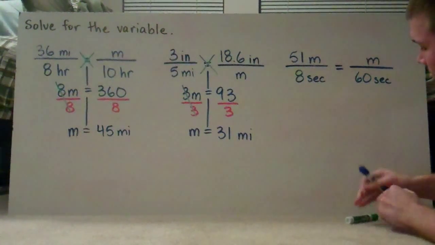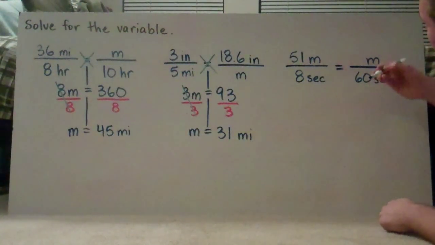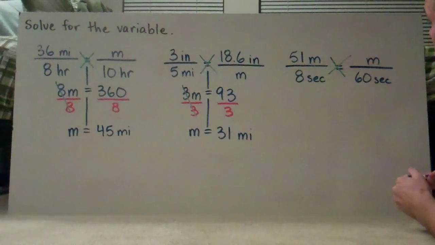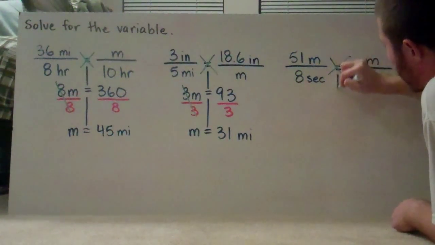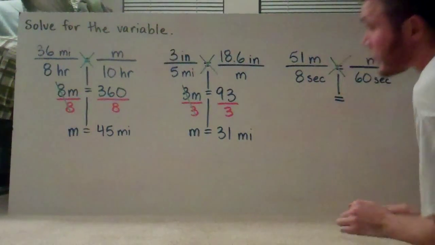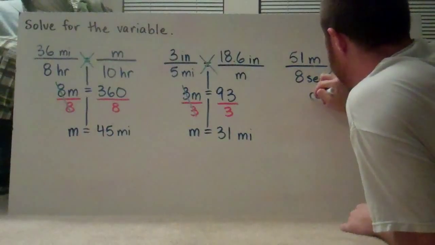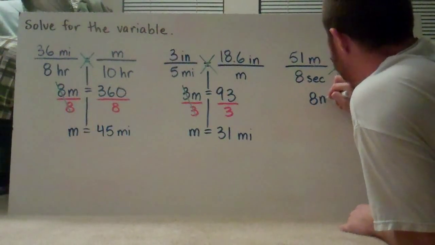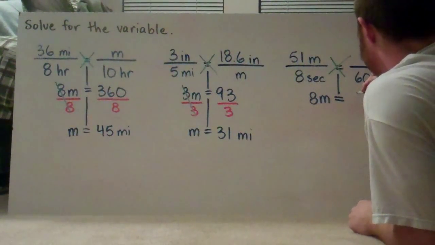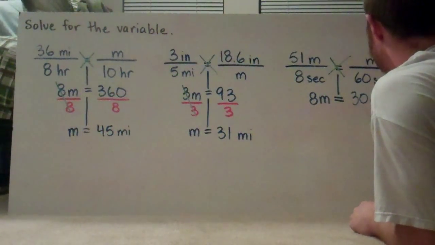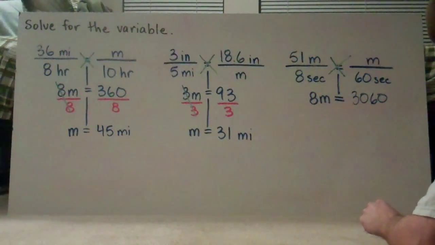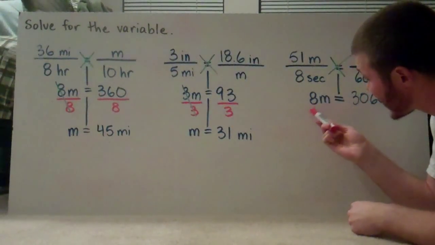Alright, I'm back. So, this is what you should have done first. Cross multiply. When you do that, the equal sign is going to come down. 8 times m is 8m. 51 times 60 is 3060. And then we need to get rid of, oh, where's my red marker? There we go. We need to get rid of that 8 attached to the m.